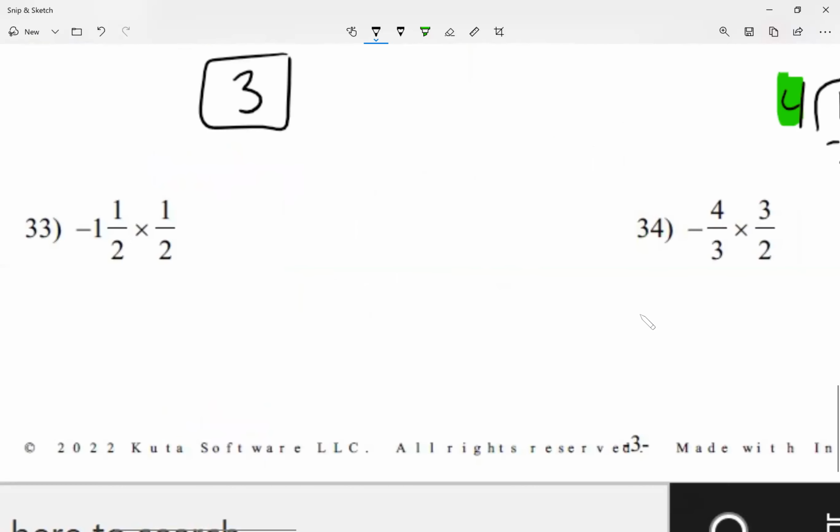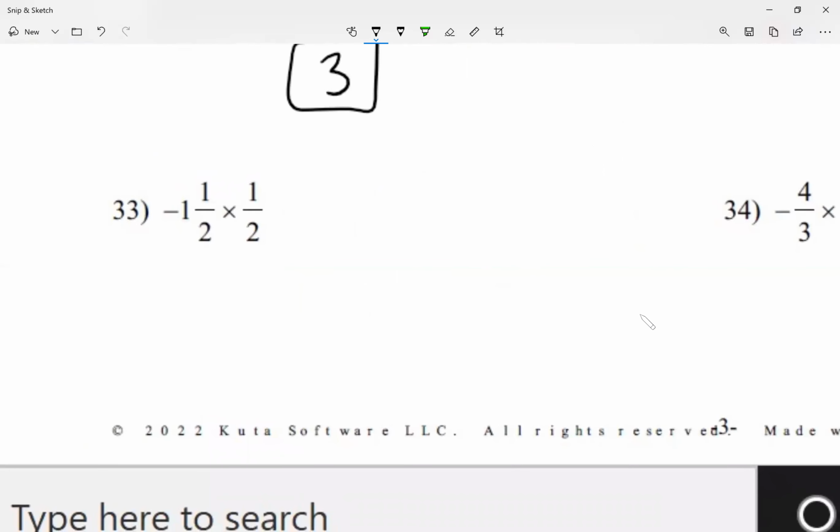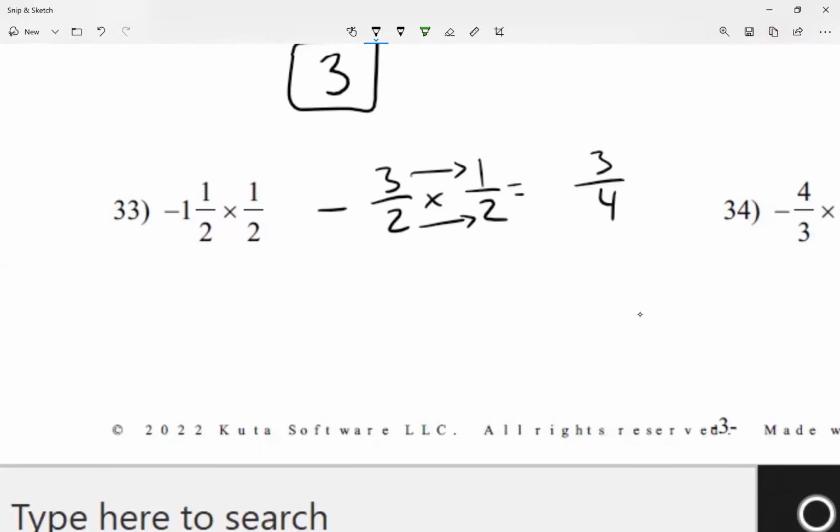All right, let's take a look at number 33 now. I have -3 over 2 times 1 over 2. When I multiply straight across, I have 3 over 4, right? 3 times 1, 2 times 2. Sign-wise, I have a negative sign, so it's -3 over 4. My big number's on the bottom, so I'm good. My answer should be -3 over 4.